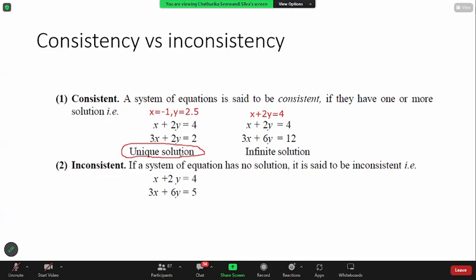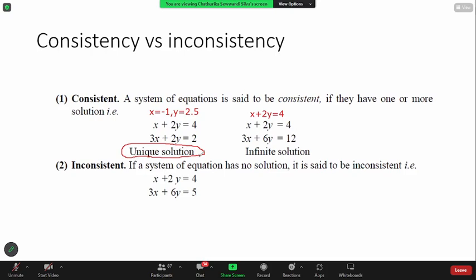A unique solution means that when you solve these two equations there is only one answer, and that answer is written above. Unique solution means when you solve these two equations, you have only one answer: one answer for x and one answer for y. X is equal to -1 and y equals 2.5. That is the unique solution when you solve these two simultaneous equations.